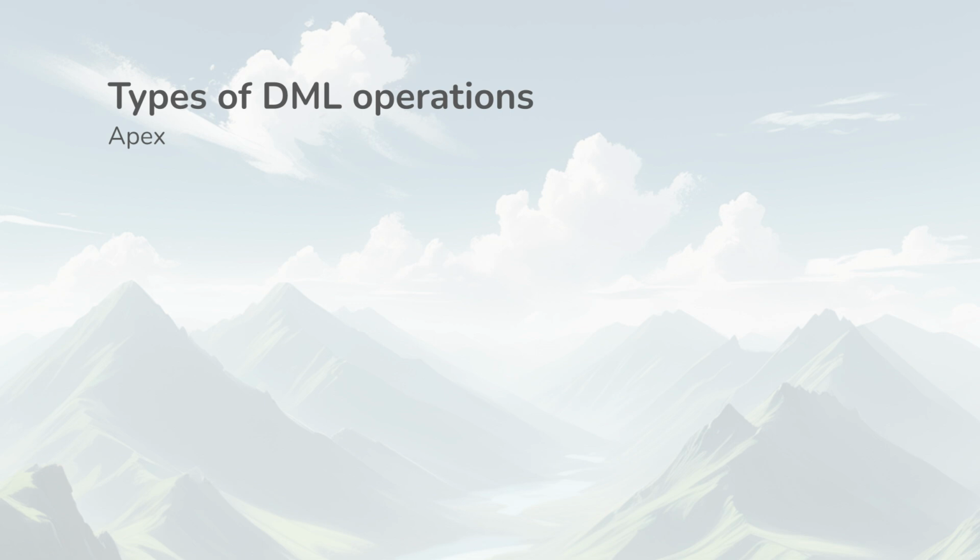In Apex, we can perform these DML operations in general. Create or insert, which is used to create new records. Update is used to update existing records. Upsert is used to either update or insert records. If a record already exists, it will update, otherwise it will insert a new one. Delete is used to delete existing records.